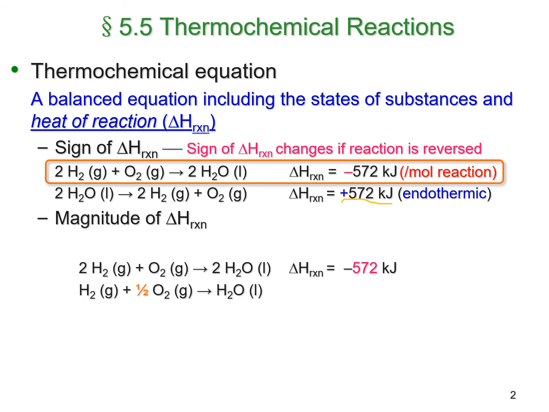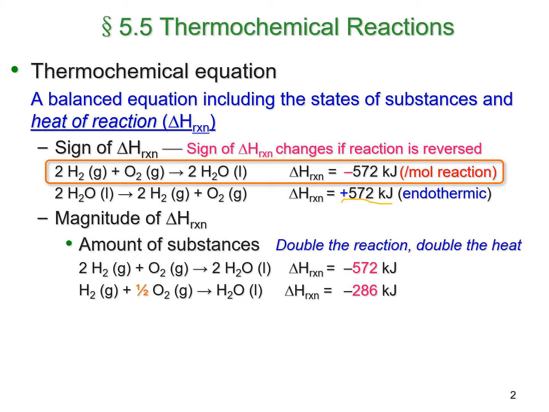However, for the same equation, this time we only use 1 mole of hydrogen. So now that we cut down the amount of hydrogen from 2 moles to 1 mole, how much heat do we expect? Of course, we have to cut down the heat by half as well. So from this calculation and the discussion that we have, we realize that the heat of a reaction also depends on the coefficients of the reaction that we pick.